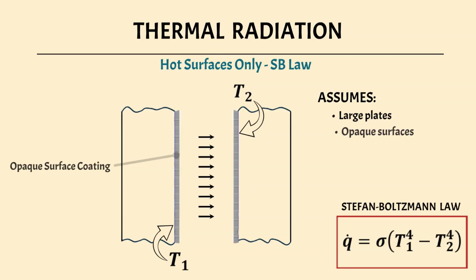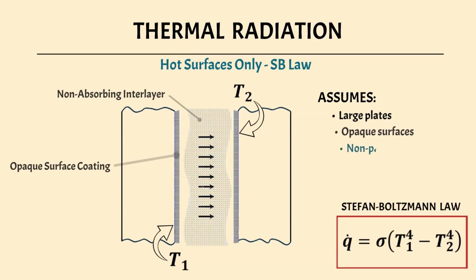Second, for the interlayer between the surfaces, the opposite applies. The Stefan-Boltzmann law is exactly valid in the case of a vacuum, or non-absorbing medium that is fully transparent to thermal radiation. This includes certain gases, liquids, or solids that do not participate in emission or absorption. Approximate non-participating media include dry air, mineral oil, and quartz glass, under appropriate conditions.